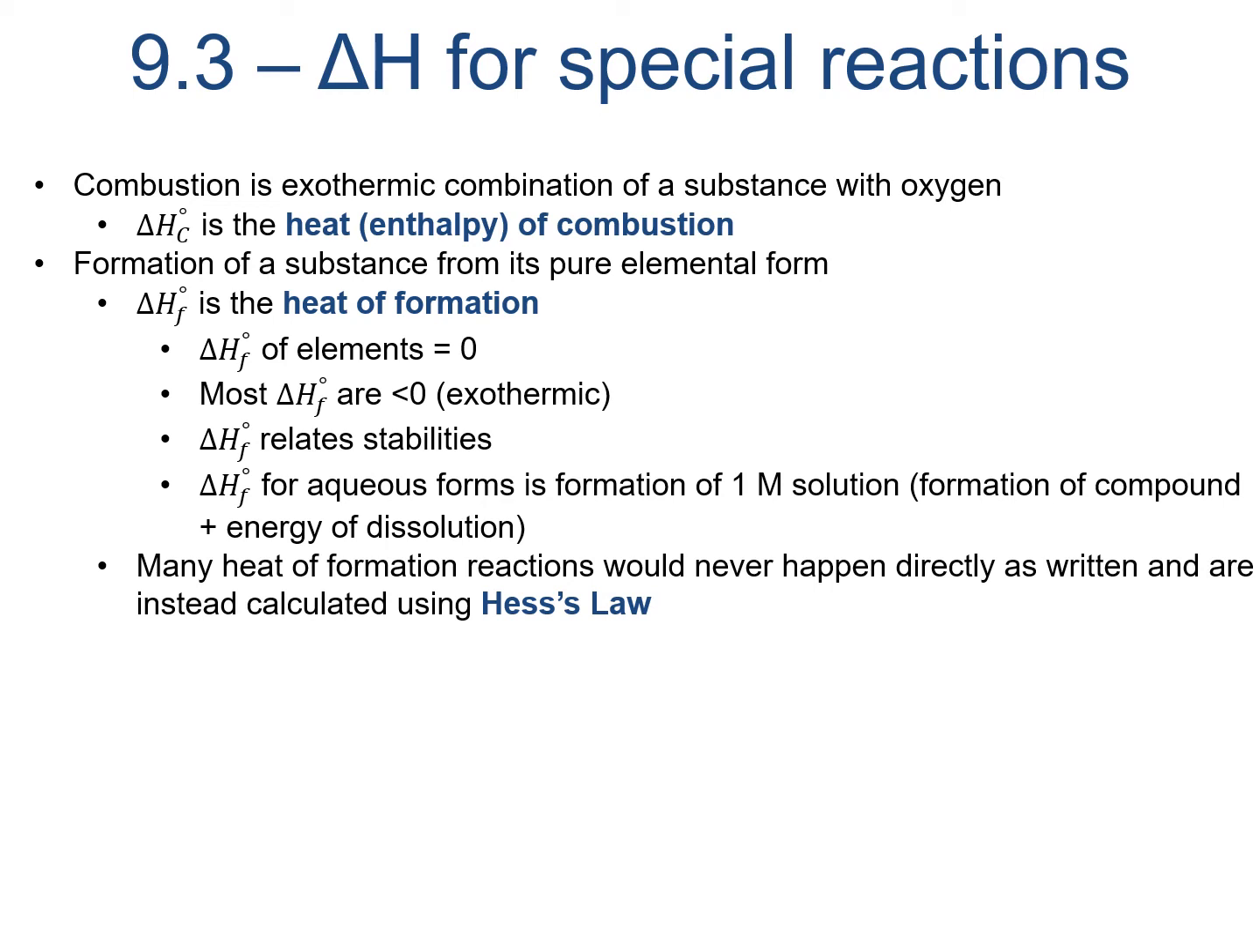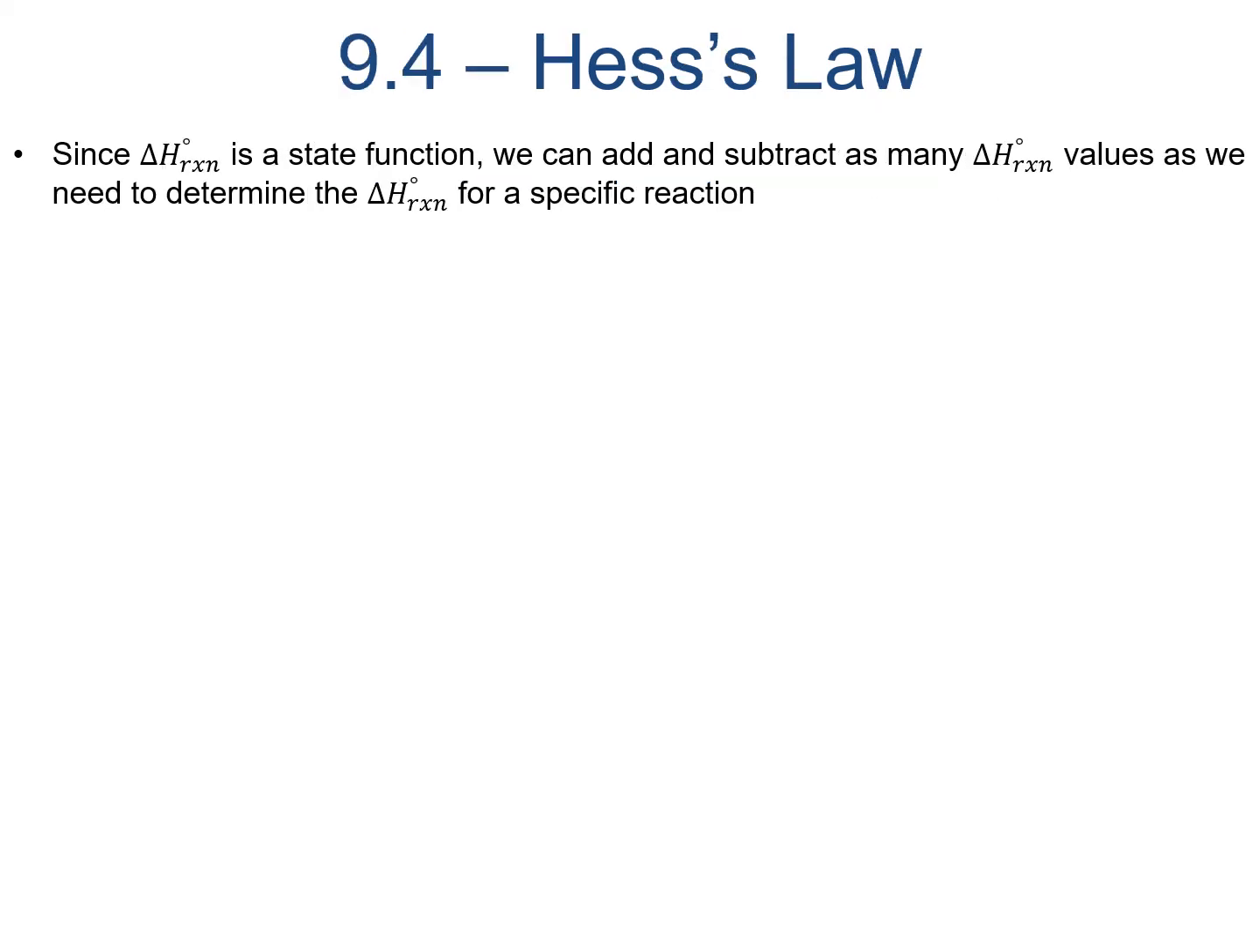This is essentially Hess's law, named for the German Germain Hess, who wrote it in 1840. Hess's law states that we can add and subtract heats of reaction as needed, even if they aren't the reaction we're looking to characterize, to give overall heats of reaction that are difficult to determine experimentally.